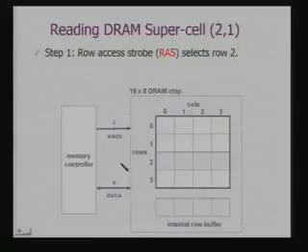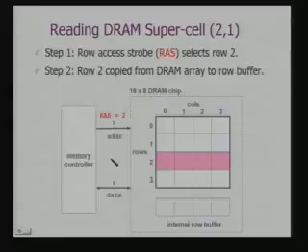First, you have to activate what is called the row access strobe. For example, I am reading the data from cell 2-1. So you activate the row access strobe, which selects your row 2. This row gets selected on the basis of this signal. Next, row 2 is copied from the DRAM array to the row buffer. Now the interesting thing is that the row as a whole gets copied. So in the buffer you have data about not only a single cell but multiple cells.